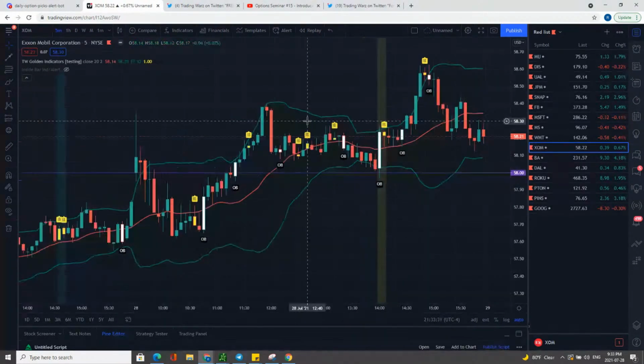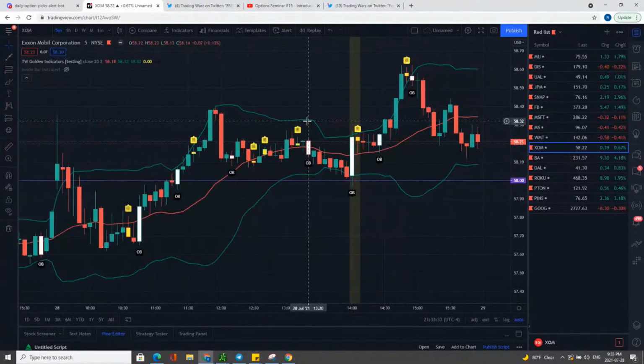Pretty clean plays, guys. The opening range breakout is probably one of the simplest strategies, and it's pretty decent. It's all going to come down to how you manage your money, how you size, how you protect your profits. That's what it's really going to come down to, guys.